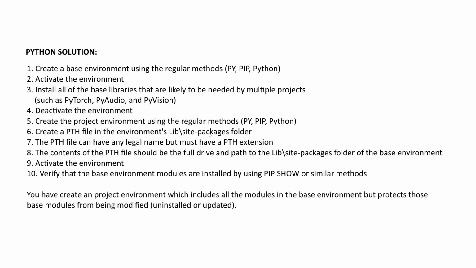And the contents of it is going to be the full drive and path to the lib site-packages folder of the base environment. What this is telling Python is, after you've checked the current environment for modules, if you don't find them there, go to this location and check there also. Okay, so once we've got that, we just save that, and now we can activate the project-specific environment.